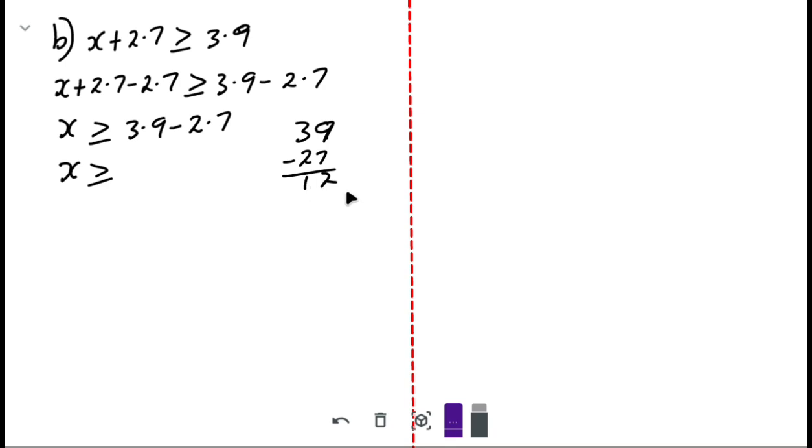You have 12, then you divide it by what? By 10. So you're going to be having 1.2. Our x is greater than or equal to 1.2.